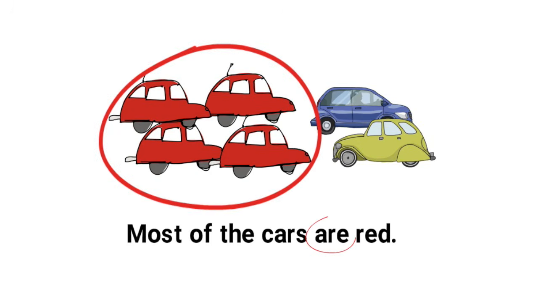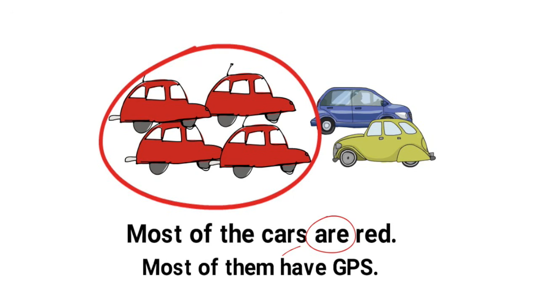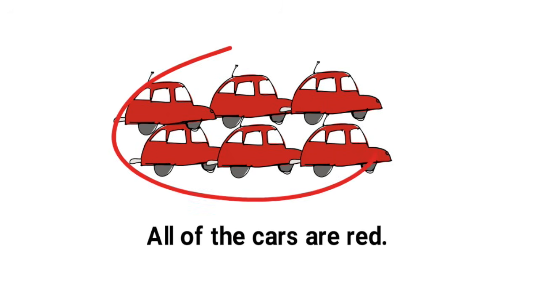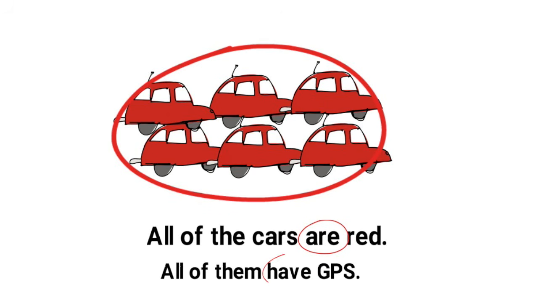Most of the cars are red. Again, we could say most of my cars, his cars, these cars, etc. Or most of them have GPS, not most have them. All of the cars are red. Again, we could say my, his, this, etc. Or with a pronoun, all of them have GPS, not all them have.